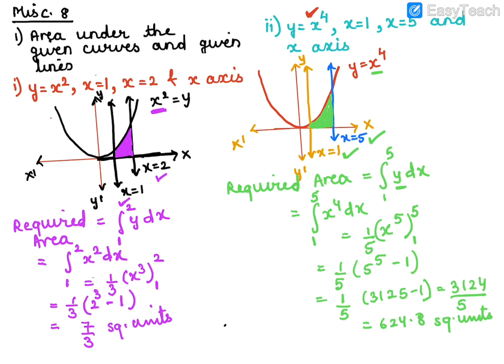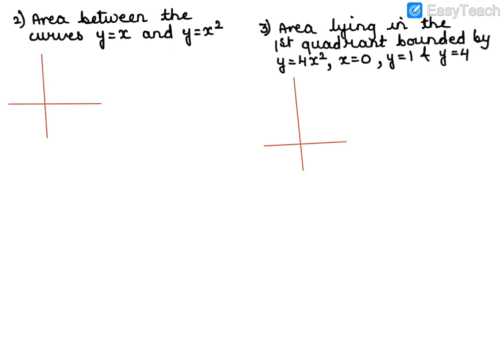Then we come to the second question, and that says find the area between the curves y is equal to x. This y is equal to x is always a number line that passes through the origin, and y is equal to x square is a parabola which opens in the upwardly direction. तो ये हमने किया एक parabola. This is y is equal to x square.